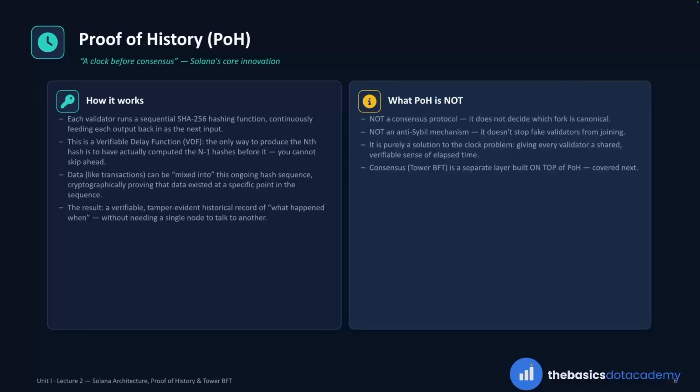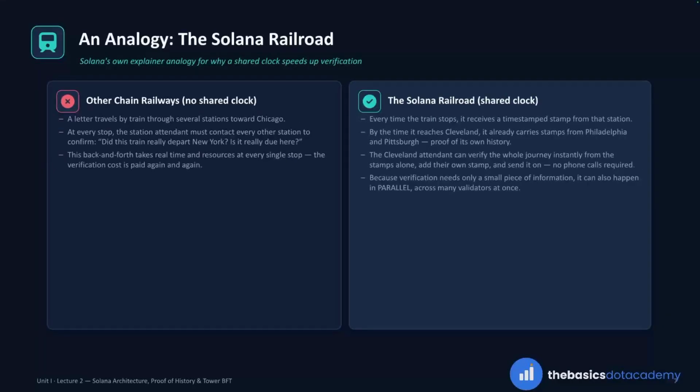So, Solana asked itself one question that led to the invention of proof of history, or PoH. Proof of history is not a consensus protocol. However, it is combined with Tower BFT, which is Solana's consensus algorithm. Let us now look into the Solana Railroad. This is Solana's own explainer for why a shared clock speeds up verification.